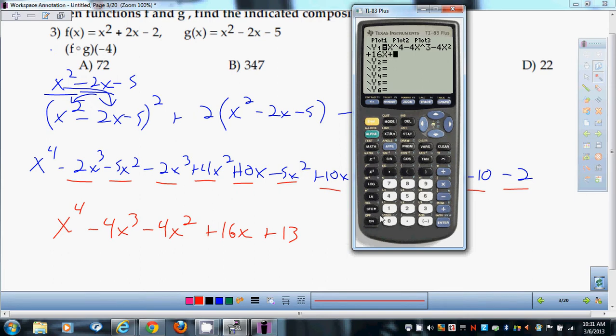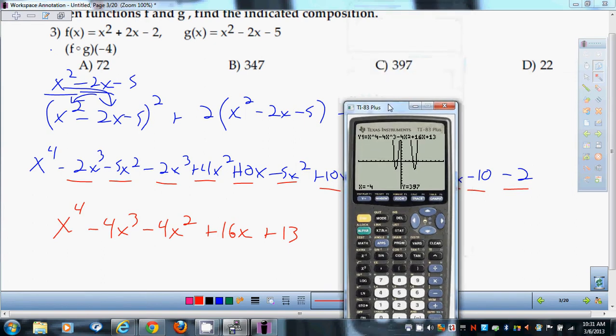Graph, trace, negative 4, 397, which would be C. In my opinion, that's the easiest way to punch those into the calculator, to graph it and trace it.